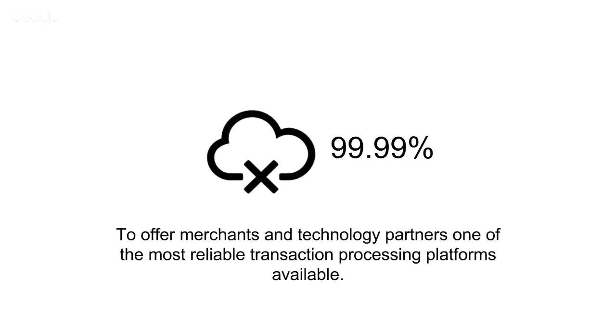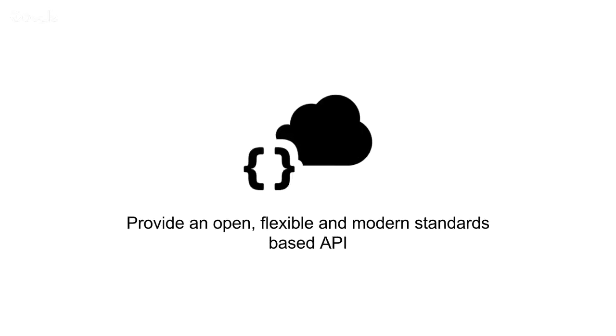So 99.99 is our old availability number. We're now at 99.999, five nines. And we wanted to offer this to the merchants and technology partners so that they're able to basically experience the level of uptime that other payment providers aren't necessarily able to give them at this point in time. And so we need to solve that.